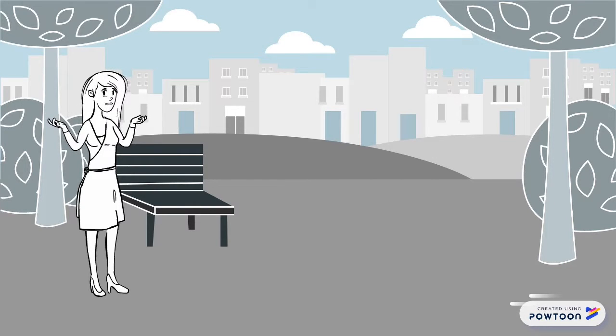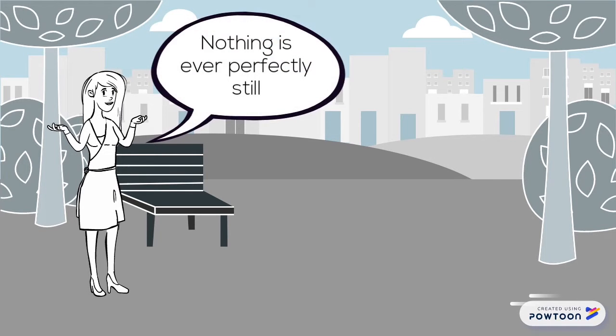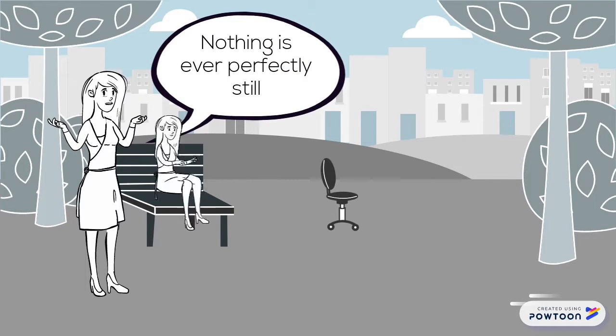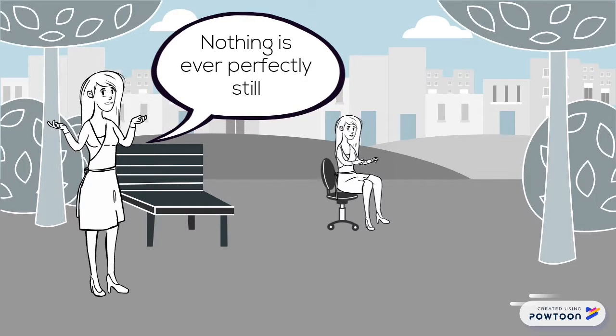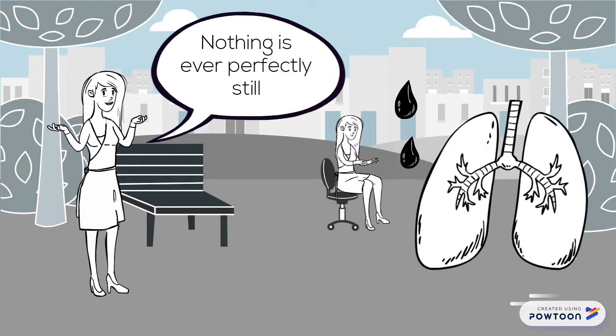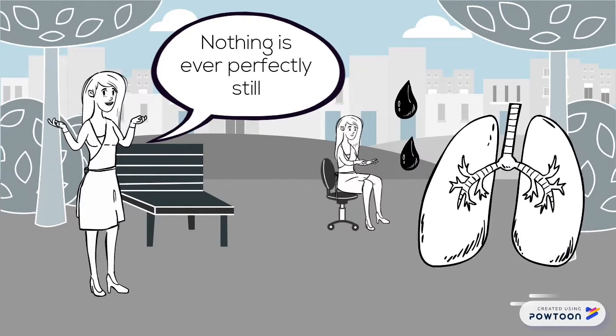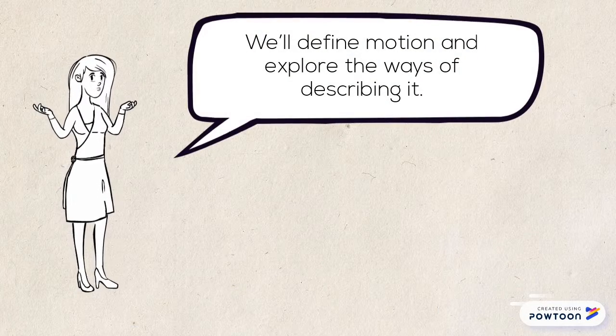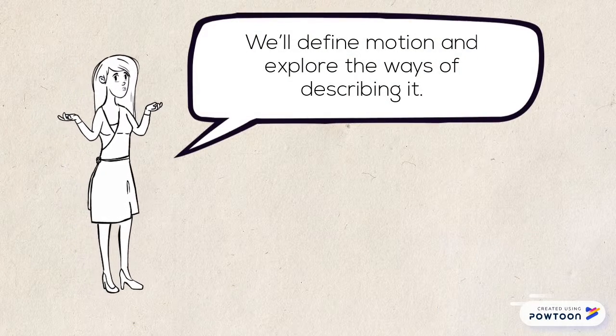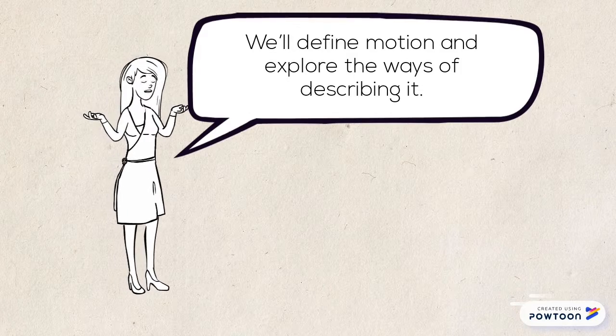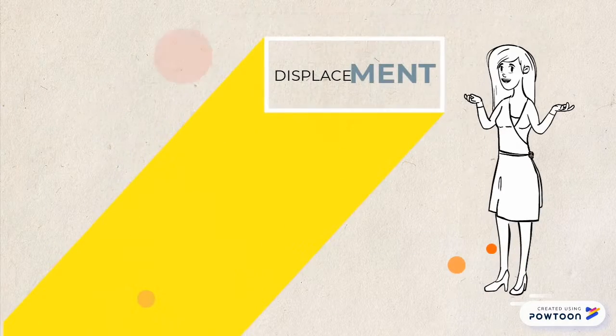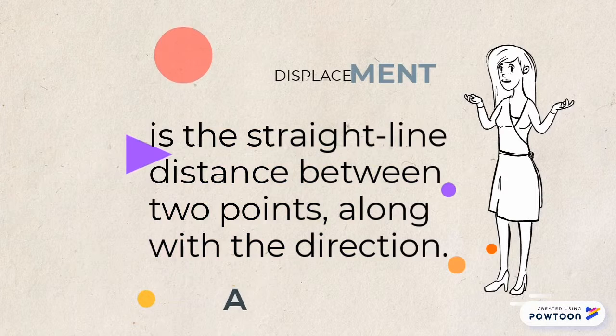The description of motion involves the representation of a restless world. Nothing is ever perfectly still. You may sit, apparently at rest, yet your blood flows, and air moves into and out of your lungs. We'll define motion and explore the ways of describing it. We'll also learn to analyze changes in motion: speeding up, slowing down, and stopping.